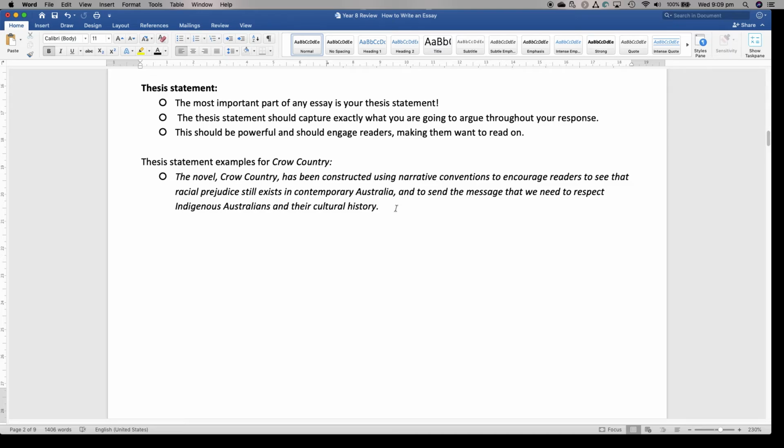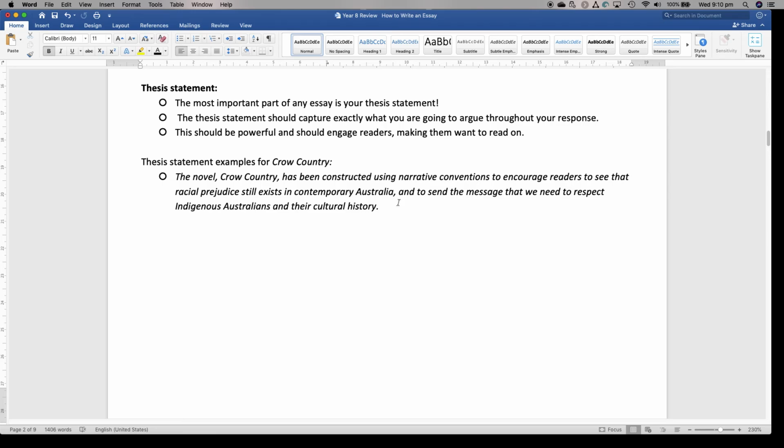I often tell students if they're stuck and they don't know how to write their thesis statement, you can just think along the lines, in this response, I will argue that, and whatever you write from that point on becomes your thesis statement. So we could try it here. In this essay, I will argue that the novel Crow Country has been constructed using the narrative conventions to encourage readers to see that racial prejudice still exists in contemporary Australia. You see how just giving you that starting point is enough to prompt the rest of your thesis.